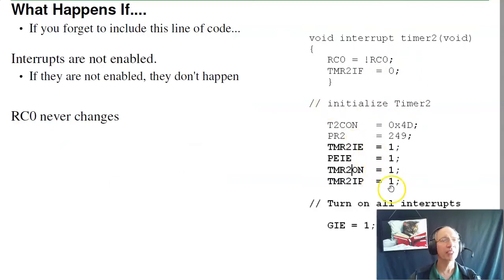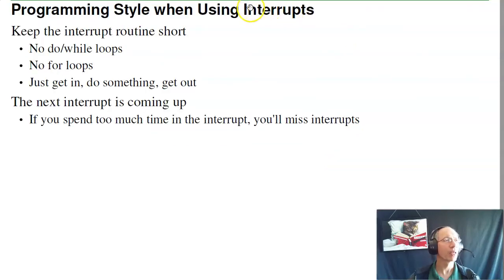If I forget the enable bits, forget any one of them, then what happens is Timer 2 interrupts are not enabled. If they're not enabled, I never interrupt. If I never interrupt, RC0 never toggles, so RC0 doesn't change. So any mistake whatsoever and the interrupts don't work. That's part of the reason on Bison Academy there's some sample codes. It's a lot easier taking code that works and modifying it.